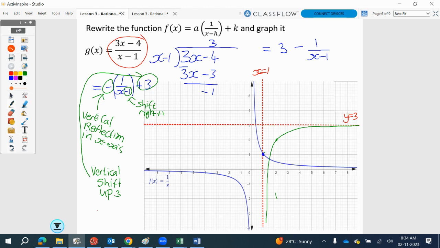Our other reference point is -1, -1. It shifts 1 to the right, so we go here. We then reflect it in the x-axis. So if we reflect it in the x-axis, it goes here. And then finally, we do a vertical shift up by 3. So 1, 2, 3, it goes here. Then we will draw our curve.